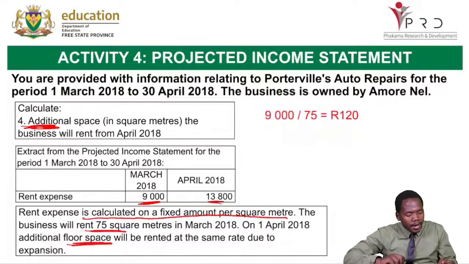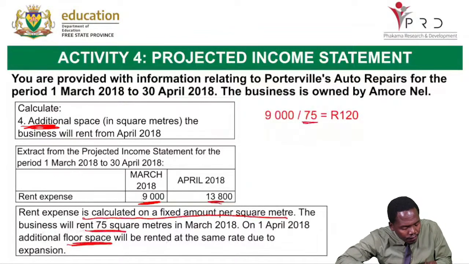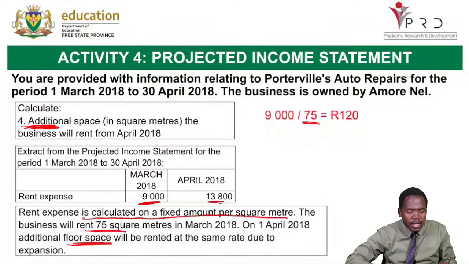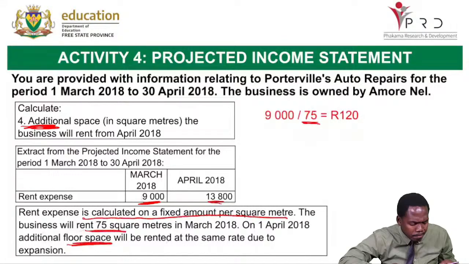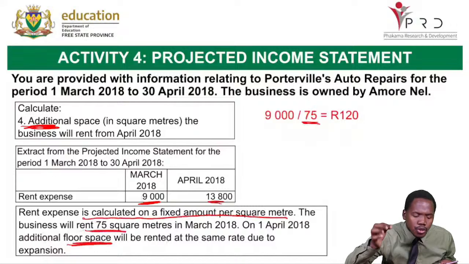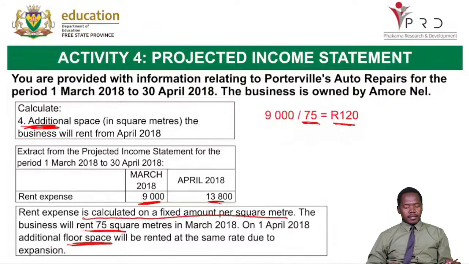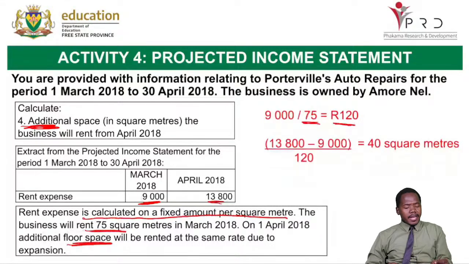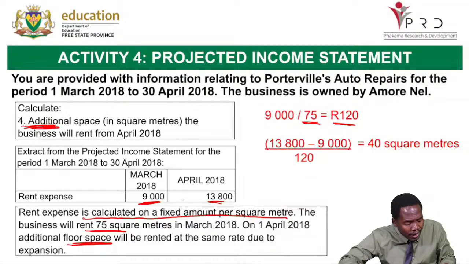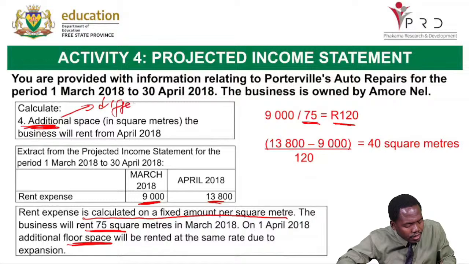First of all, we can take the 9,000, we divide by 75, so that we can get how much we are spending in each square meter. Okay, we're getting 120. And then from there, we can get the difference. If we have 120, we are done. Then now we can get the difference, because the difference means additional. Additional is just the difference.